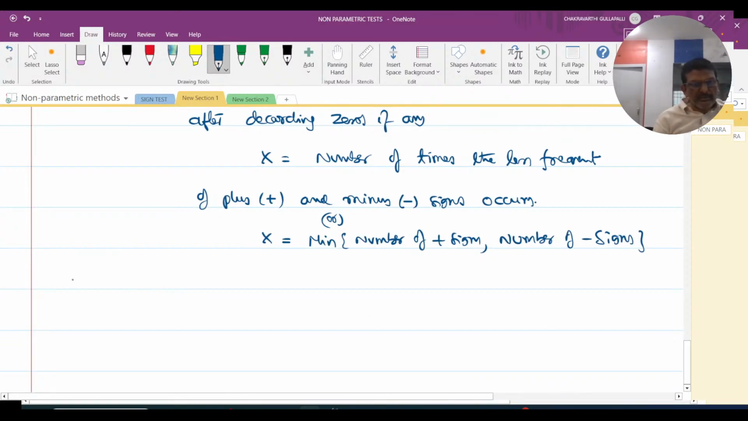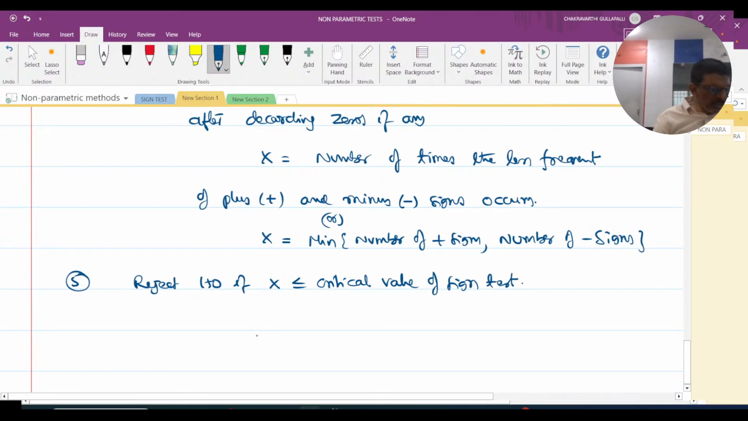Step number 5: reject H naught if x is less than or equal to the critical value of the sign test. I will provide the sign test table values. This is the first case.